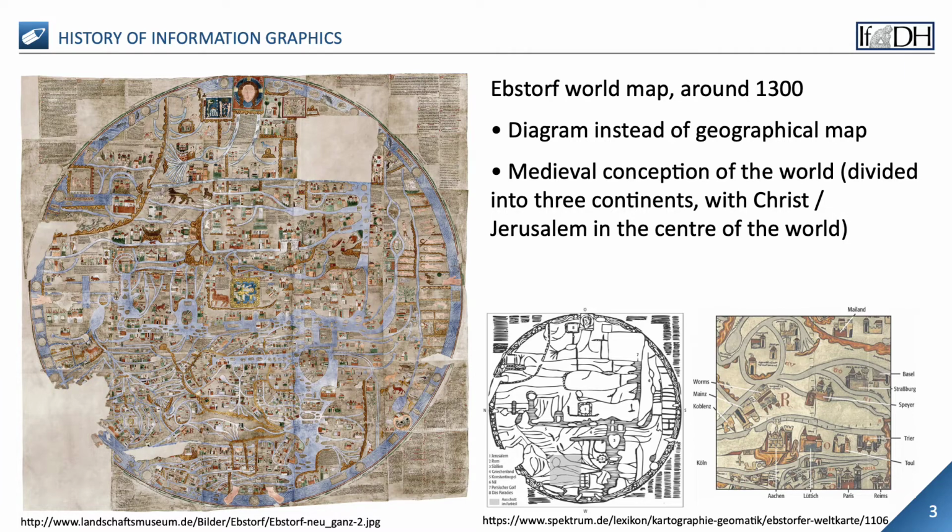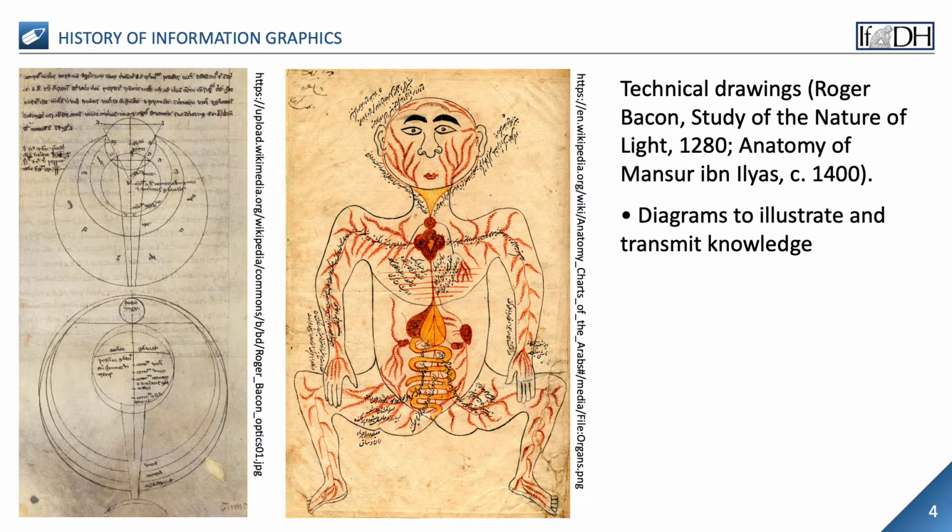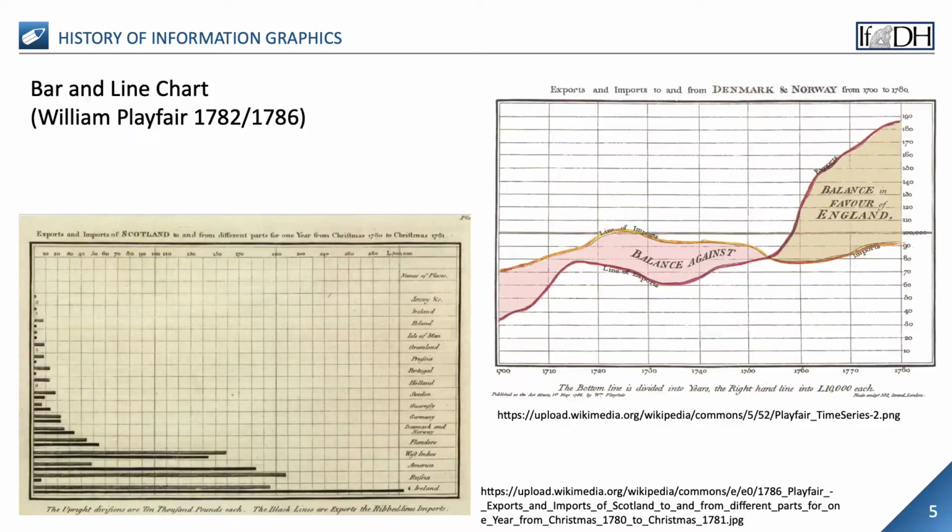feet at the bottom. To give an overview of facts that are not visible to the eye is also the task of mathematical, technical and medical diagrams, which illustrate the corresponding facts and thus record them for posterity. I show as examples Roger Bacon's famous study on the nature of light from 1280 and a schematic reproduction of the blood circulation on the so-called anatomy of Mansur ibn Ilyas, which was created in Iran in the late 14th century.